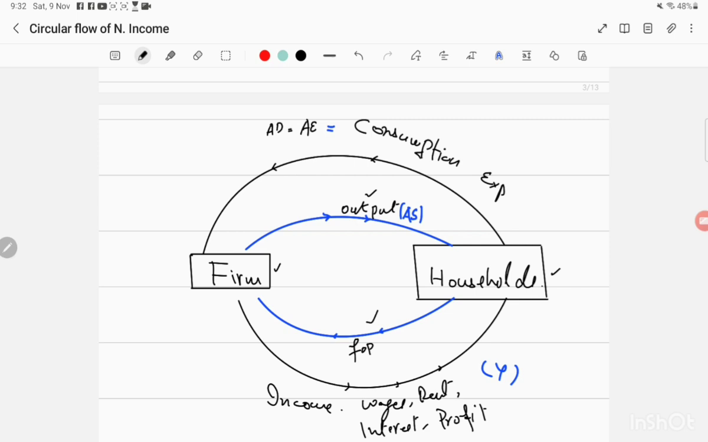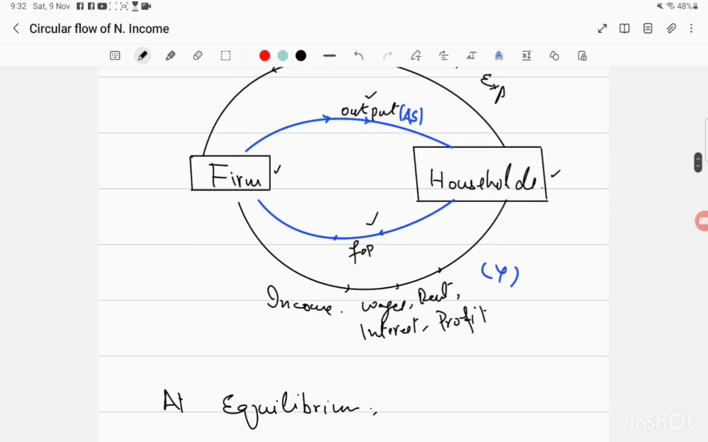By the farm, which is sold to the households. So in our lower loop, we see when factors of production are provided to the farm, so those factors of production will be able to earn their incomes in the form of wages for the labor, rent for the landowner, interest to the capital owner, and profit to the entrepreneur.